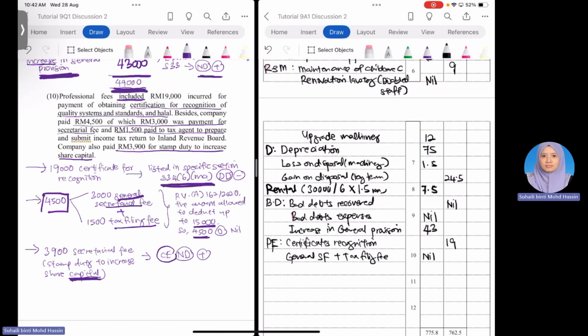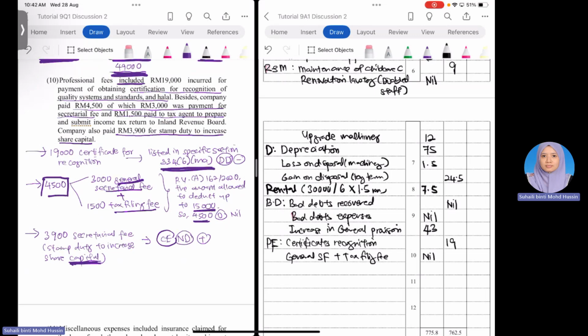If you paid 16,000 ringgit, we would add back 1,000 lah. But now you only paid 4,500 ringgit. The limit is 15,000 ringgit, so all the amount is allowed for the deduction. Okay, another payment that the company made in number 10 is 3,900 ringgit. So this one is also for secretarial fee.